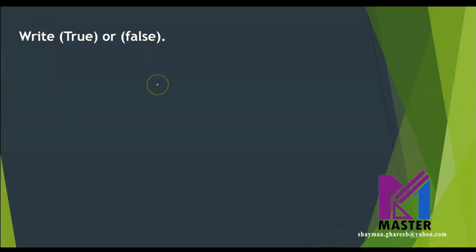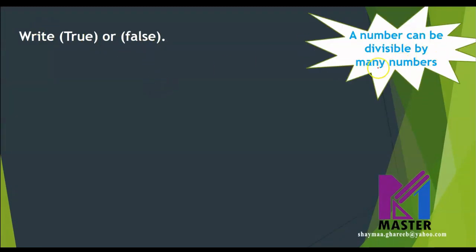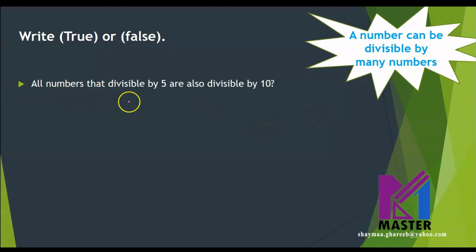Write true or false. A number can be divisible by many numbers, as we said before. So let's read this question. All numbers that are divisible by 5 are also divisible by 10. What do you think? If the number is divisible by 5, is it divisible by 10 as well? If it ends with 0, it will be divisible by 10. What if the number ends with 5? Would it be divisible by 10? No. So this statement is false.